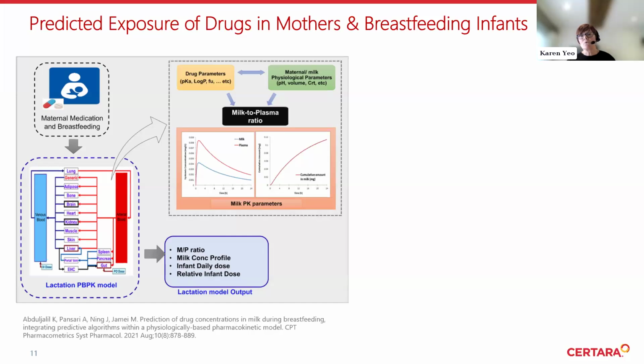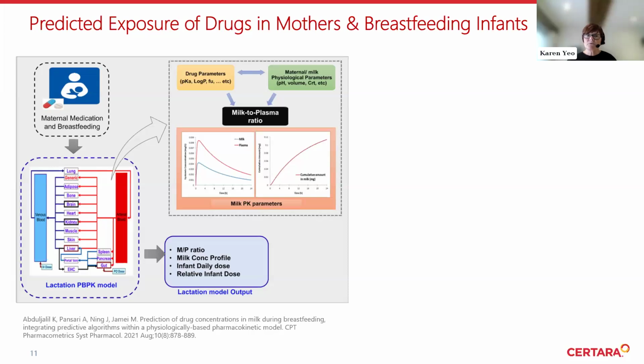So in other words, what are the predicted milk to plasma concentrations? If you have a look at this diagram here, you can see that this is typically how we would represent a PBPK model, by the different organs and flows. If you have a mother taking medication, we can simulate the plasma exposures of mothers and then use physicochemical parameters to predict the milk parameters, and therefore convert this to an actual milk to plasma concentration.